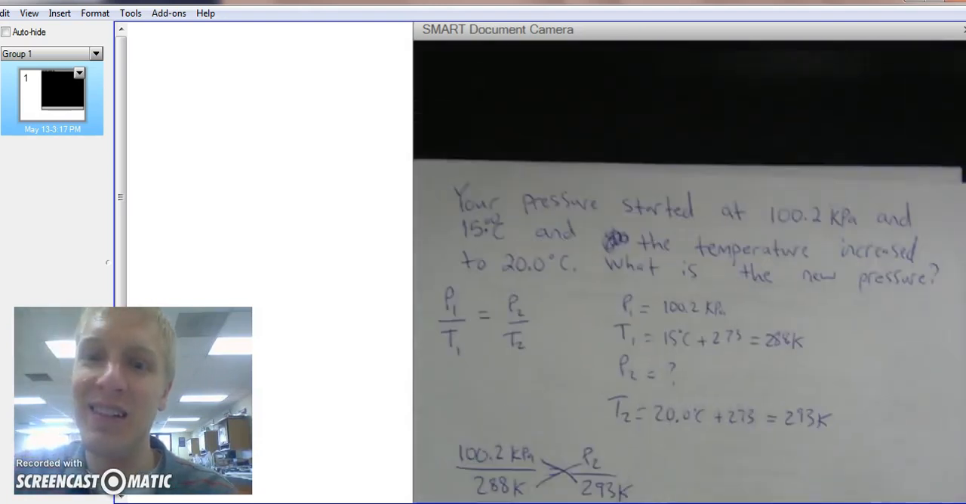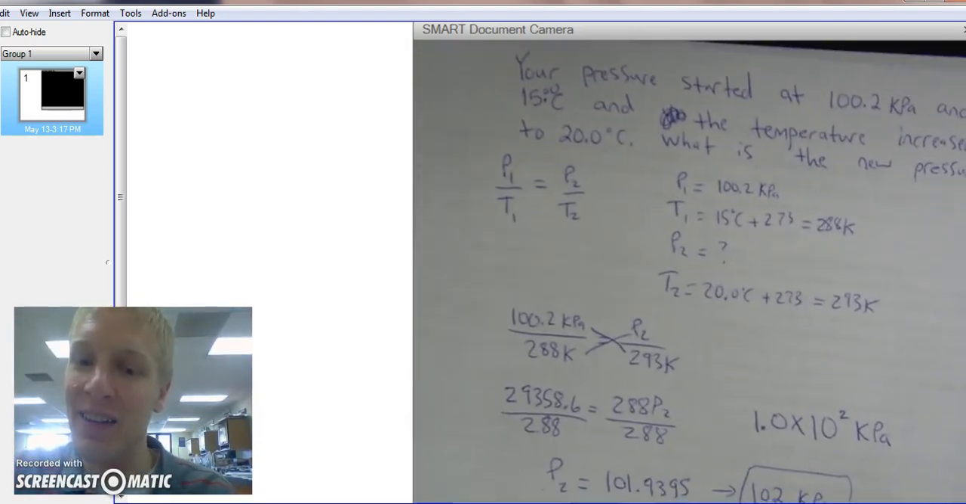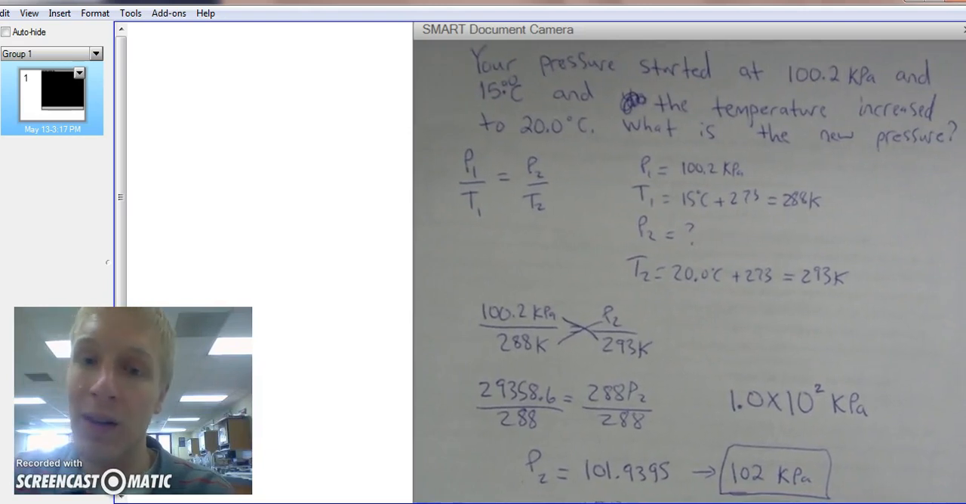Alright, that's Gay-Lussac's law, and the main idea isn't sig figs, it's P1 over T1 equals P2 over T2.